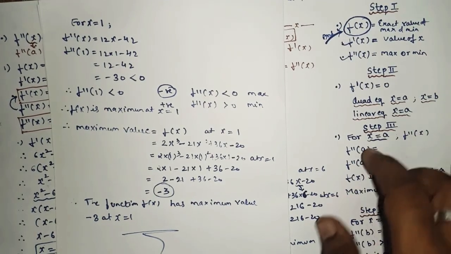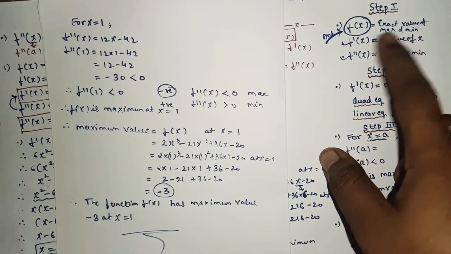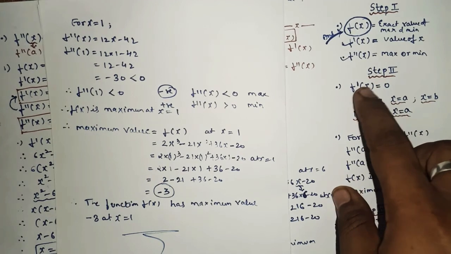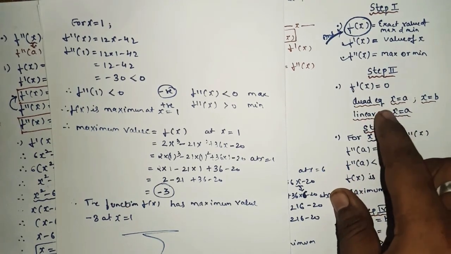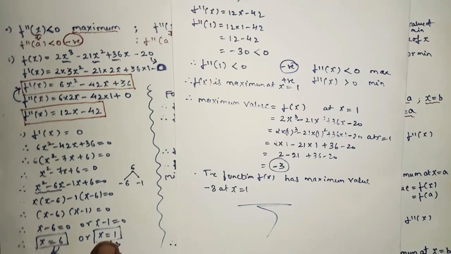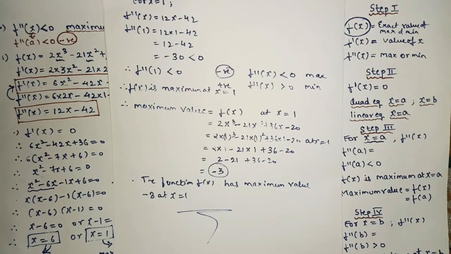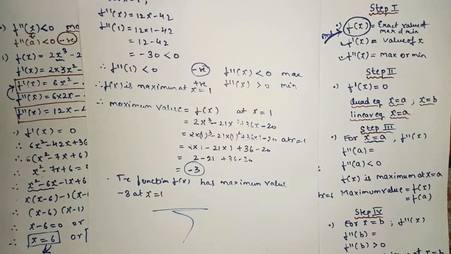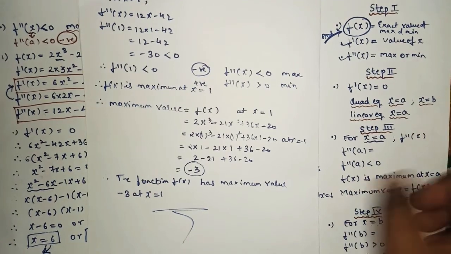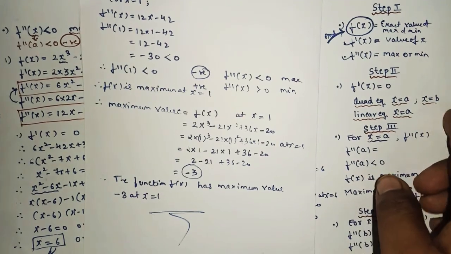First we'll find the value of x. From where will you get it? From f dash x. So in step number 2 you will write f dash x equal to 0 and you will get the answer. If it is a quadratic equation, of course you will get 2 answers for x. If it is a linear equation you will get only 1 answer. Whenever you get 2 answers, the first answer will be maxima and the second minima, or vice versa.